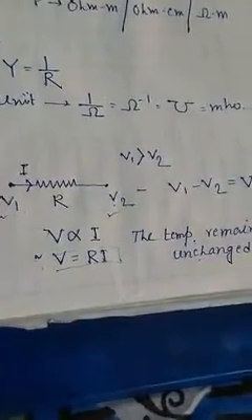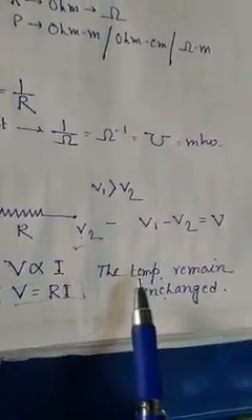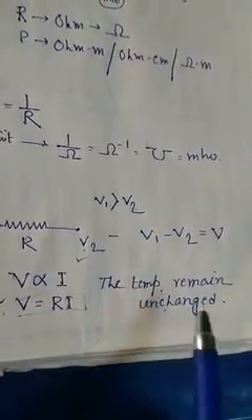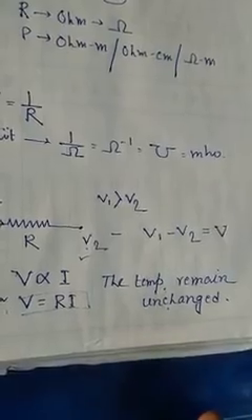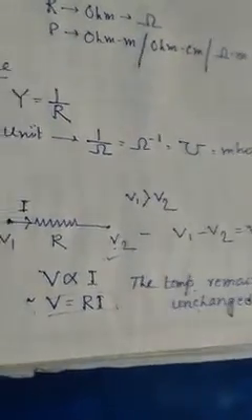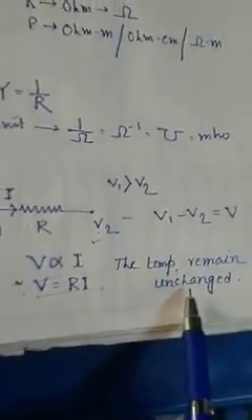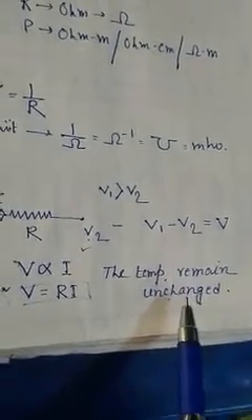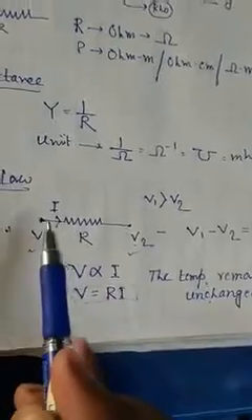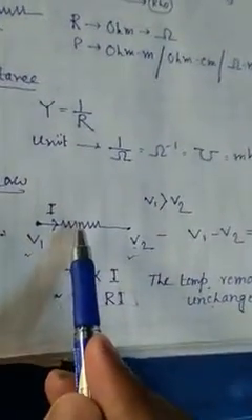Someone may ask you a question: what are the limitations of Ohm's law? So this is the limitation. When the temperature changes, Ohm's law will not be valid. Because let's say I am increasing the temperature, and suddenly the copper melts.